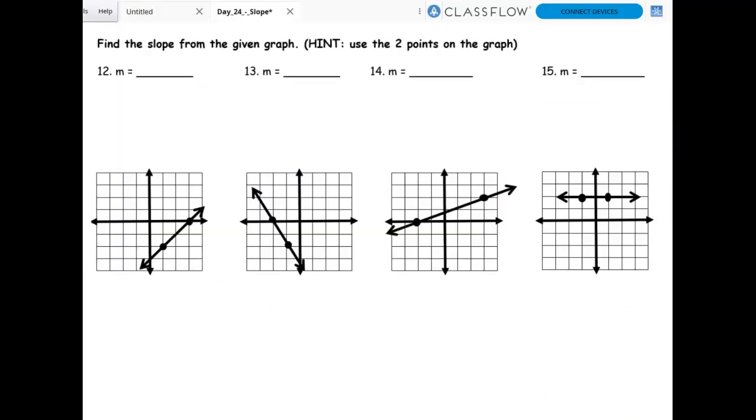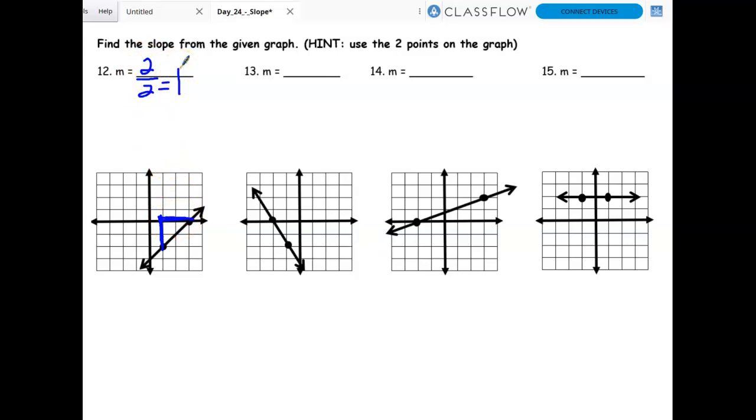Let's go back to this. So let's find the slope from the given graph. We're going to use the 2 points that are on the graph. Now notice if you don't have points given, you should pick a point where the line goes through 2 whole number ordered pairs, so an x and a y that are whole numbers. So if I look at number 12, I've got my 2 points. I'm going to rise 2 and run 2. So this is 2 over 2, which is 1. So my slope would be 1.